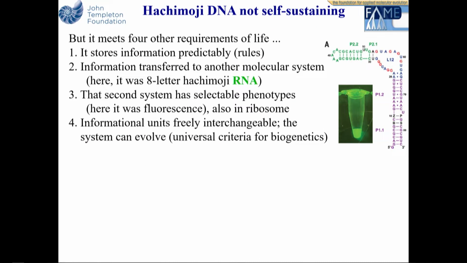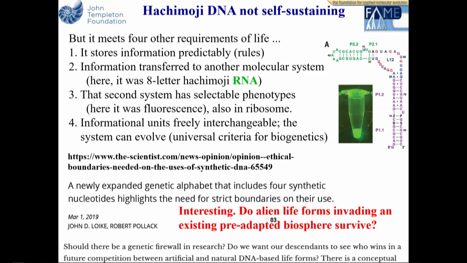So that's the first requirement. Second, the information in the DNA can be transferred to another biopolymer, in this case, Hachimoji RNA. The second system has selectable phenotypes. Here it was fluorescent, and what you're looking at on the right-hand side of that slide is actually the Hachimoji RNA that folds and binds the fluorophore like Spinach. The aptamer does with just 4 letters, and it glows green. It also, by the way, for Harry, works in a ribosome to encode 21, 22, 23 different amino acids. Because of the structural similarity of the informational units, they're freely interchangeable. They can evolve.